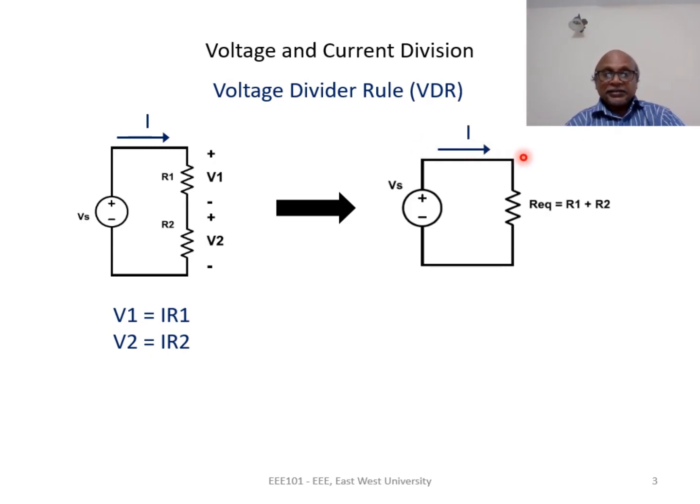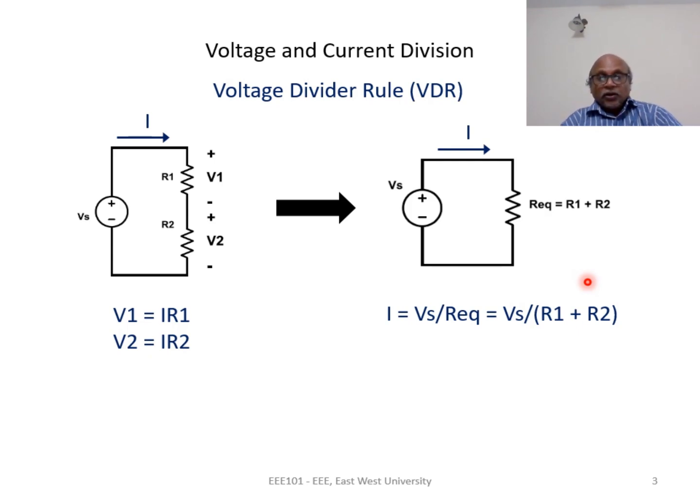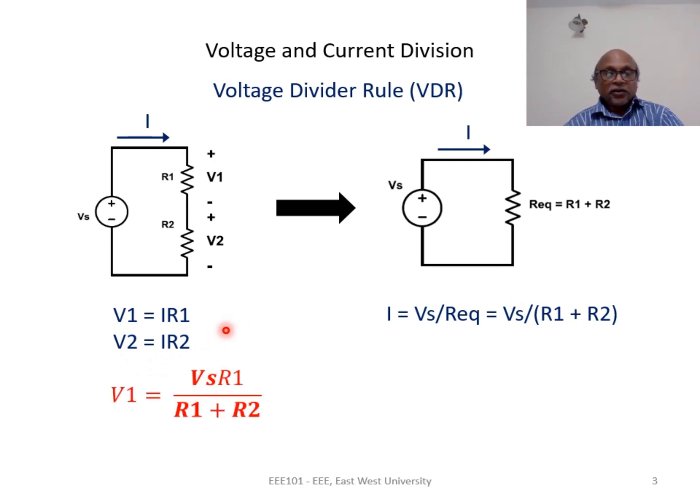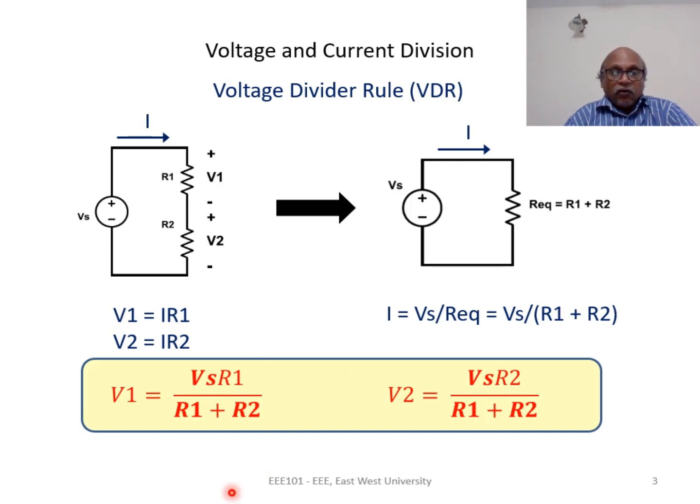So if this current is I, using Ohm's law, the voltage Vs is now across Req. Using Ohm's law, we can say I is the voltage divided by the sum of the two resistances. Okay, so if I plug in this value of the current in these two equations, we can write V1 is Vs R1 by R1 plus R2, and this is V2. These two rules are known as the voltage divider rule. These rules allow us to calculate the voltage across each resistance when I know the total voltage and the value of each resistance.